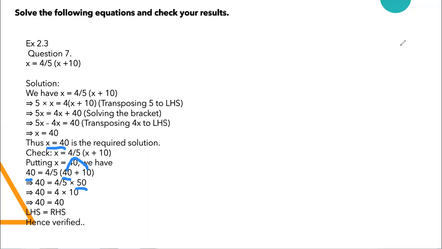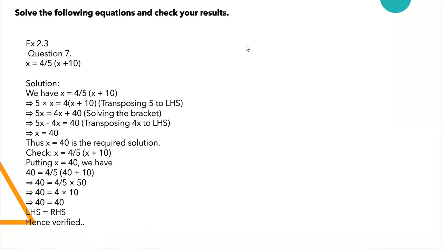Now, going ahead, how do we solve this? It's quite simple. You can very well observe we can cancel 5 ones are 5, 5 tens are 50, right? So that's how I arrived at 4 multiplied by 10. Therefore, 4 multiplied by 10 is 40. That's how we get LHS equals RHS, and therefore it is verified. Guys, I hope that was quite interesting. Let's move on to question number 8.